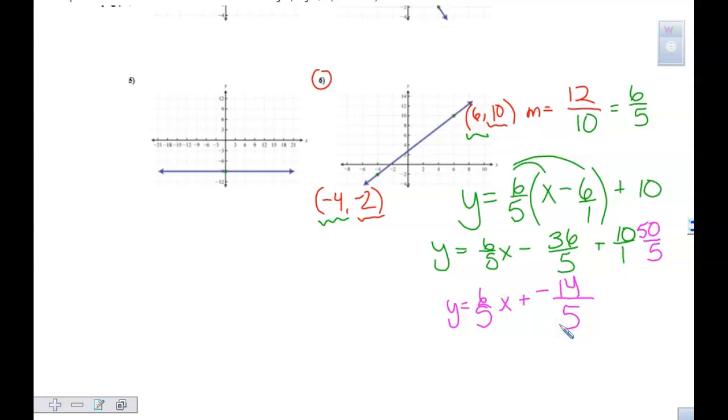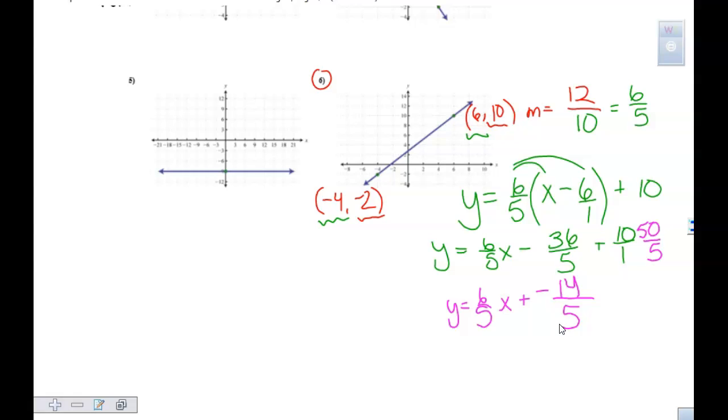Fifths? Yes? No? Yep. Everyone okay with that? Not 24 or 14. Okay, now, if I'm leaving it, I could leave this as my answer.